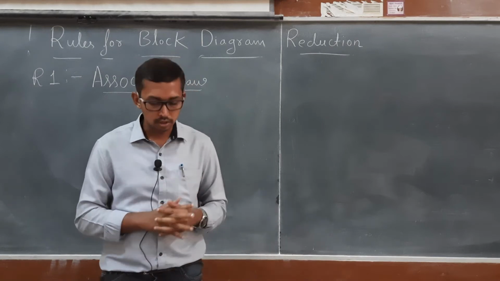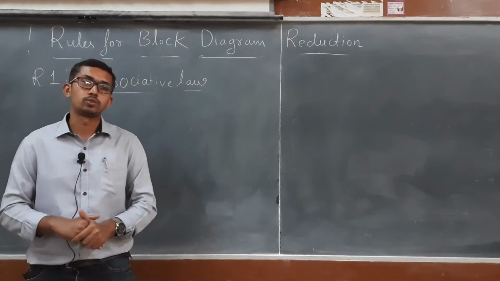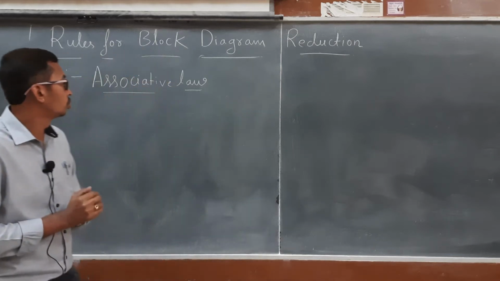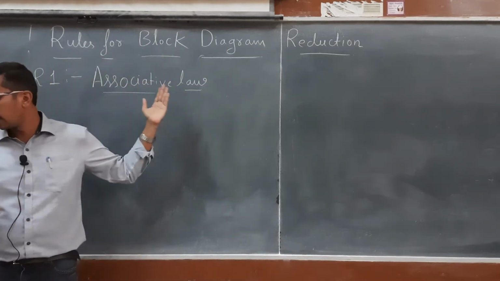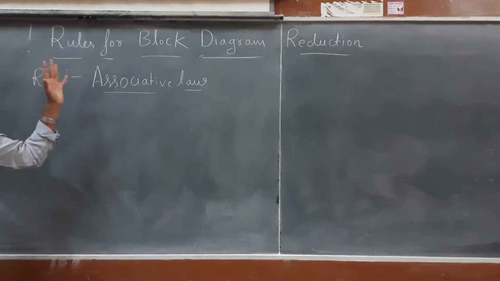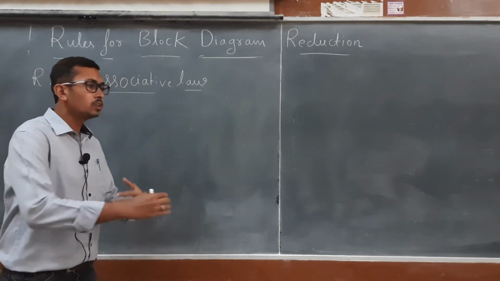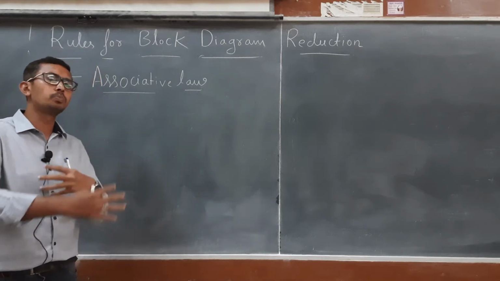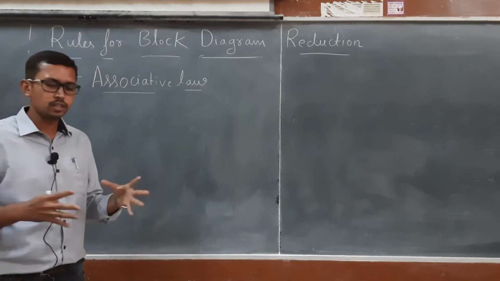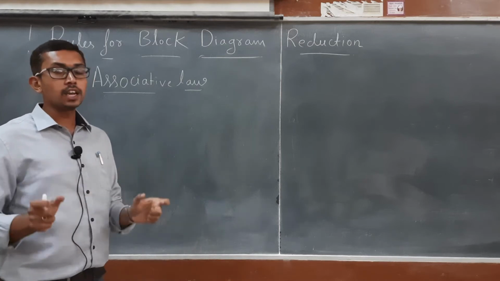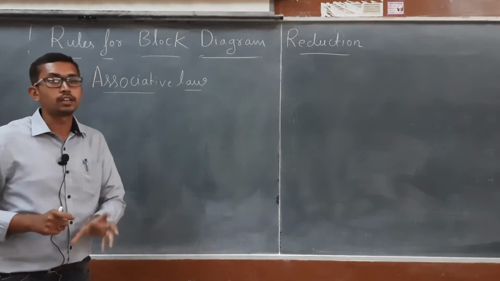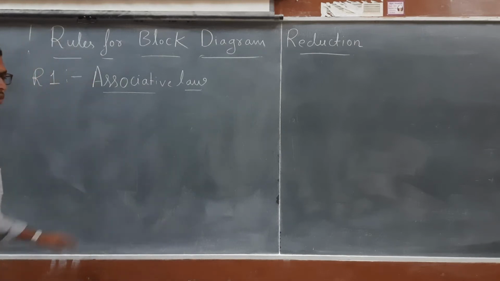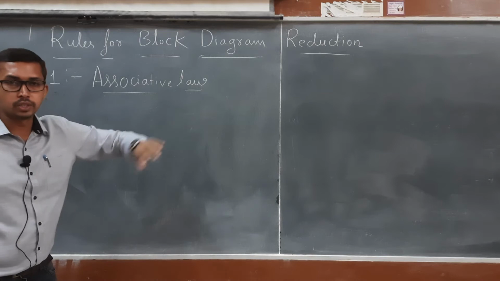So today how many rules do we discuss? We are going to discuss 5 rules. What is the first rule? We have the associative law. What is the meaning of associative law? While solving different types of block diagrams, many situations will arise. The final objective is to find the transfer function of a given system. So rule number 1 is the associative law.